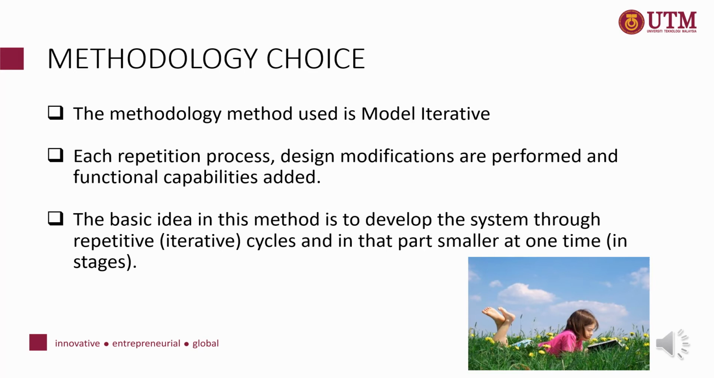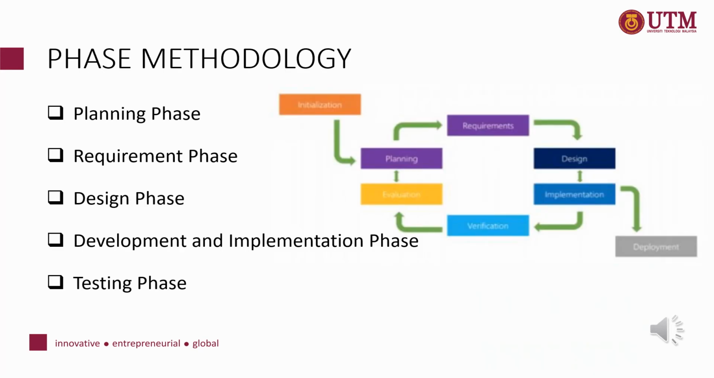For the methodology, there are 5 important phases in the iterative model. The first phase is the planning phase, then the requirement phase, design phase, development and implementation phase, and the testing phase. The advantage is that each phase can be practiced in a disciplined manner so that everything planned and arranged will run smoothly.